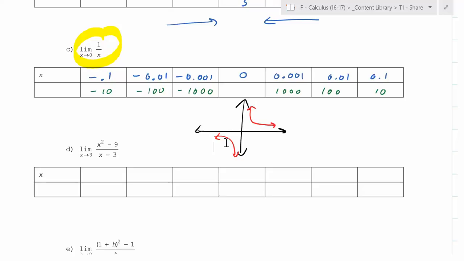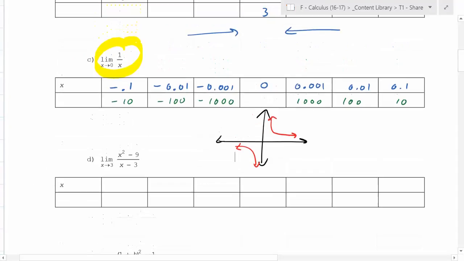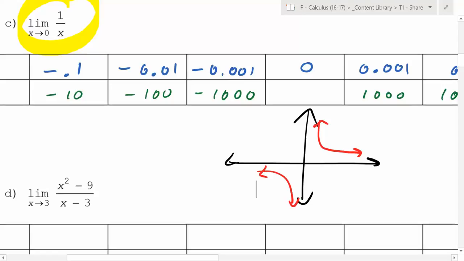So what do you think we say the limit as x goes to 0 is? 0? So two possible answers, 0 or infinity. From the left, it goes to negative infinity. From the right, it goes to positive infinity. Those don't agree. They're not the same. So this is said to not exist.